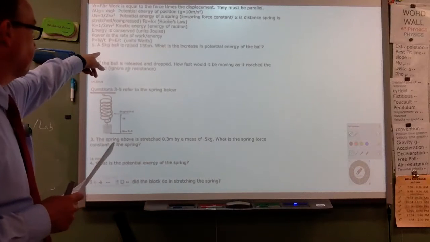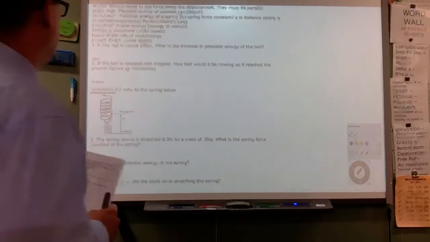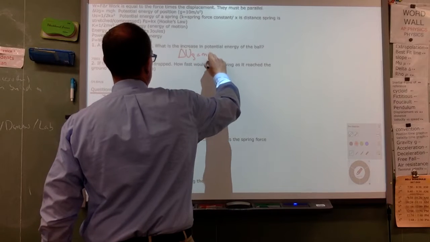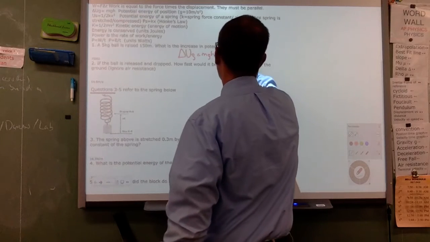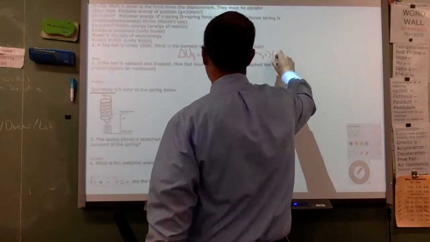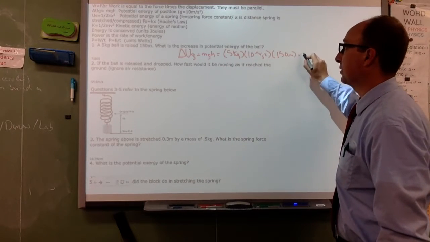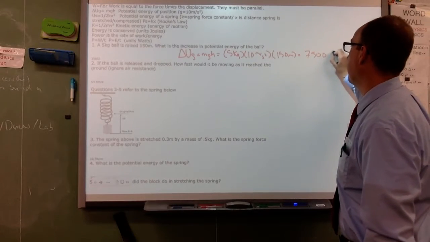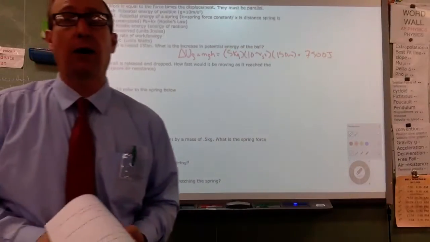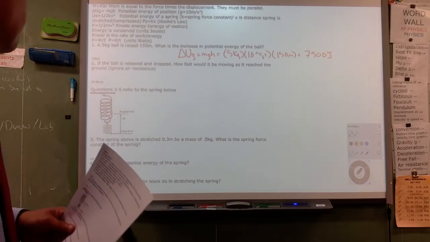All right, so a 5 kilogram ball raised to 150 meters was the increase in potential energy of the ball. So this is our delta UG, and this is MGH. So I'm just going to take 5 kilograms times 10 meters per second squared, which is our acceleration due to gravity, times 150 meters. So this is going to give me 7,500 joules. Again, that's going to be the units for work for all of our energies. So that's going to be a Newton times a meter is what a joule is.